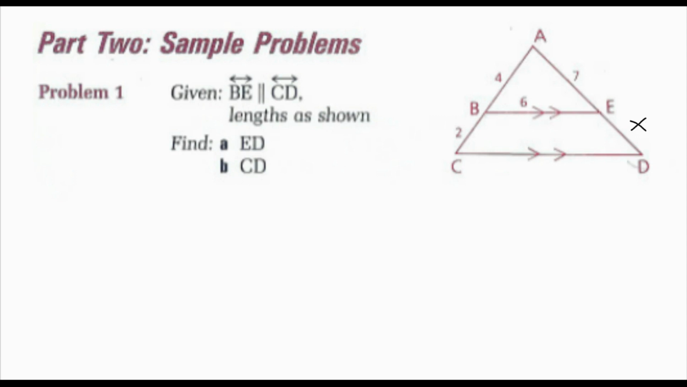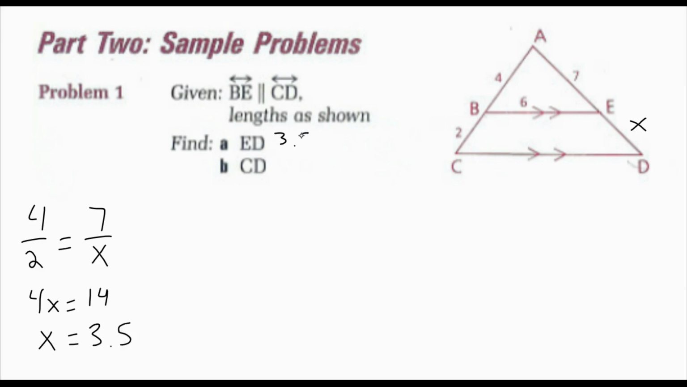Now if we call ED x and set up my proportion, I'd have 4 over 2 is equal to 7 over x. Now using my means extremes product theorem to multiply out, I'd get 4x is equal to 14. I divide by 4, so x is equal to 3.5. So the length of ED is 3.5.